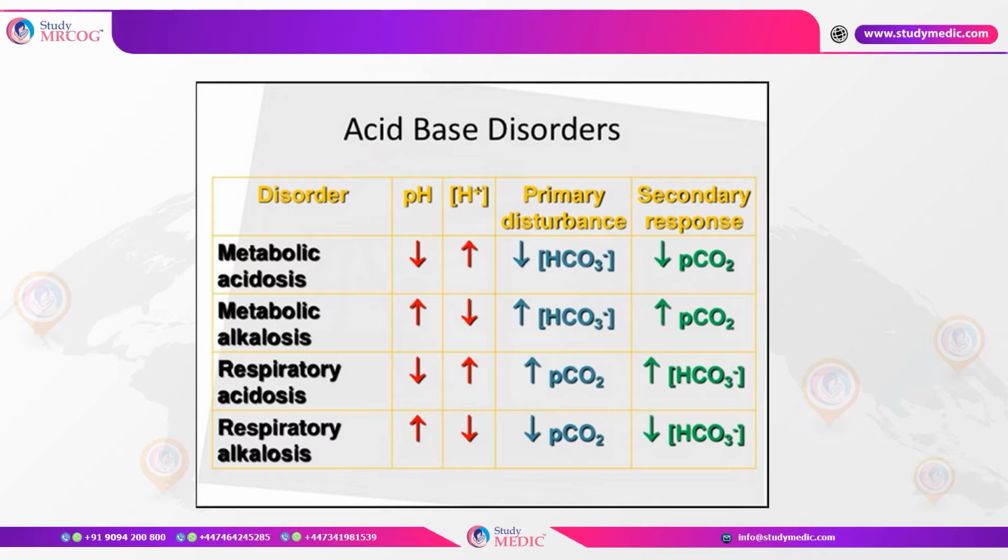So in metabolic acidosis, we find the pH is reducing. The primary disturbance is with bicarbonate. The value is also low. The secondary response is from the respiratory system, so PCO2 is also reducing.